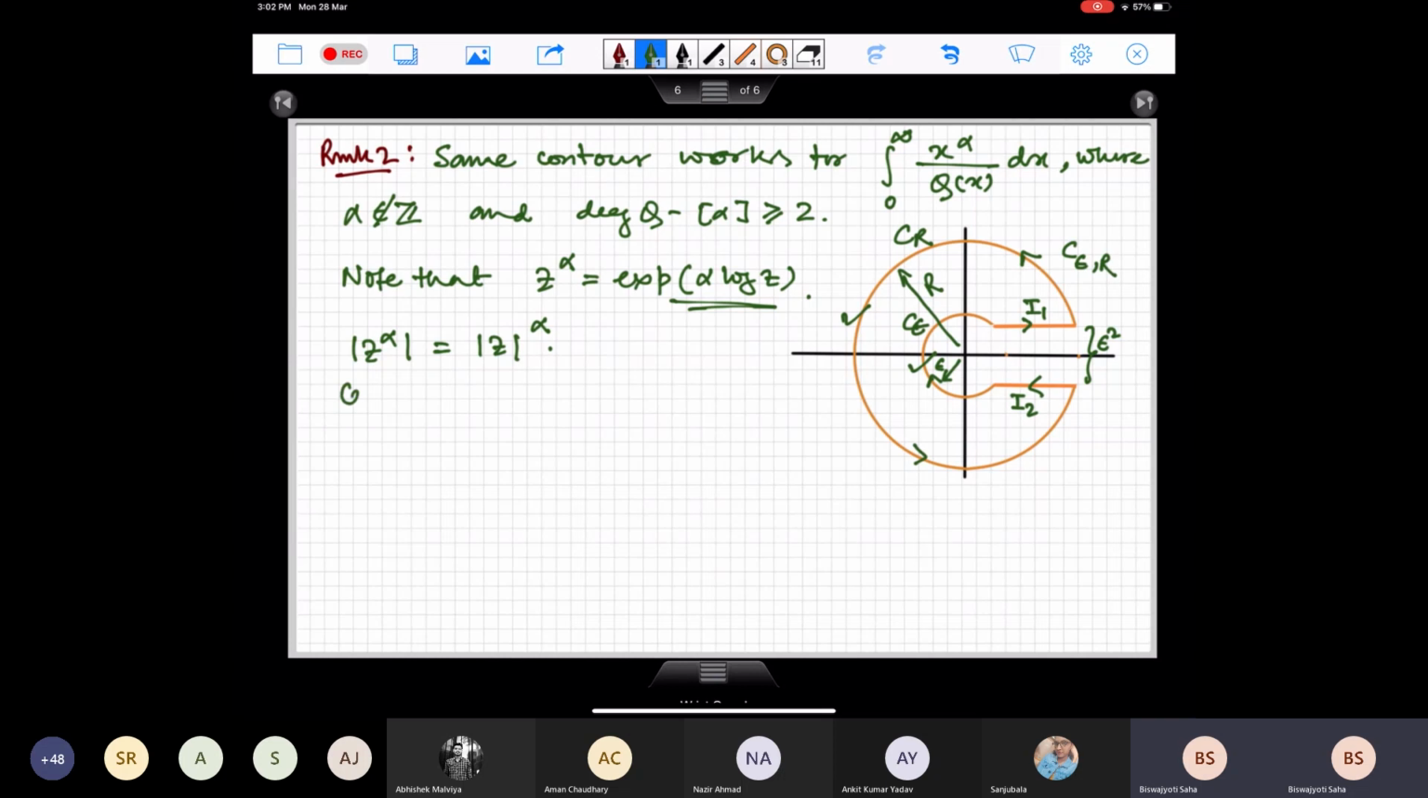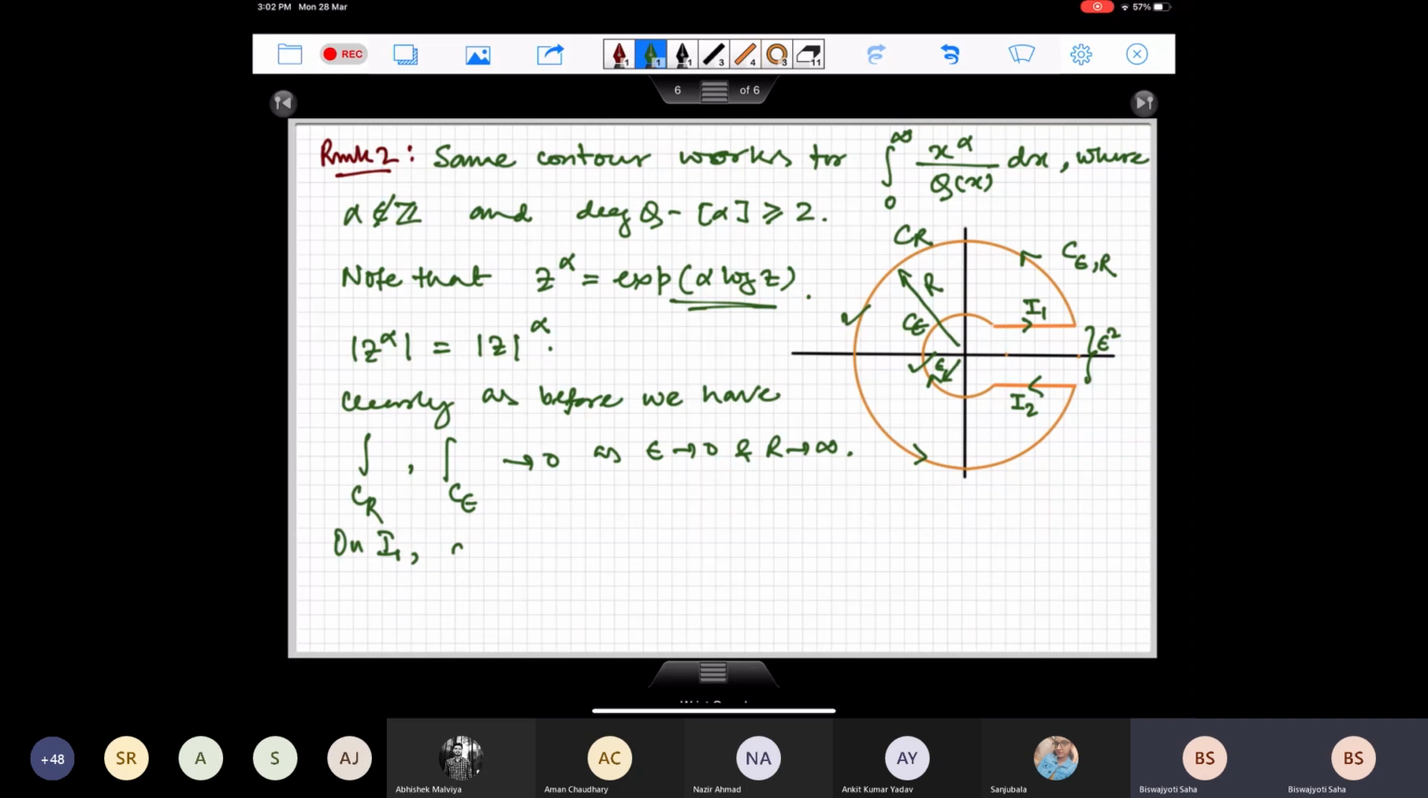Okay, so clearly, as before, we have integral on CR and integral on C epsilon goes to 0 as epsilon tends to 0 and R tends to infinity. So this is exactly as before what we had, and all I need to understand is the integral on I1 and integral on I2.